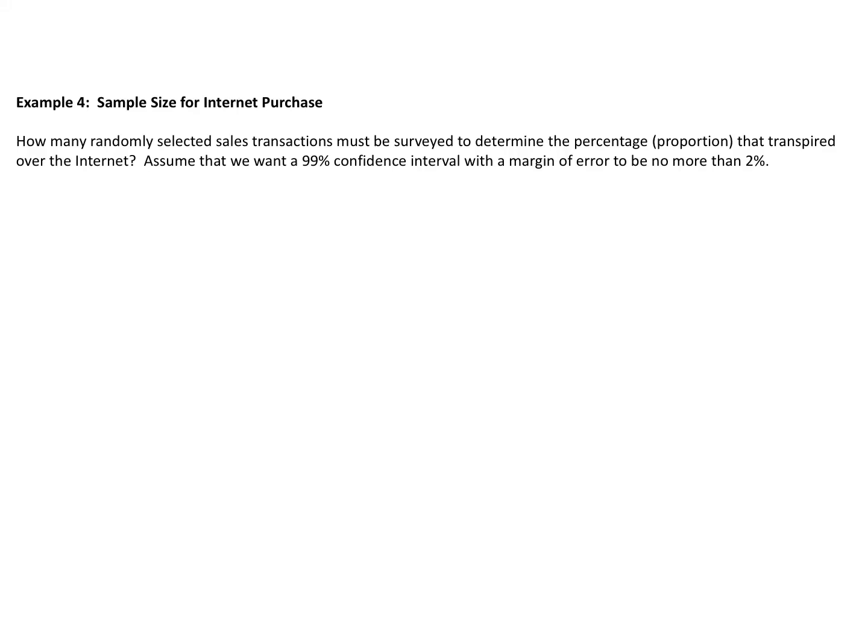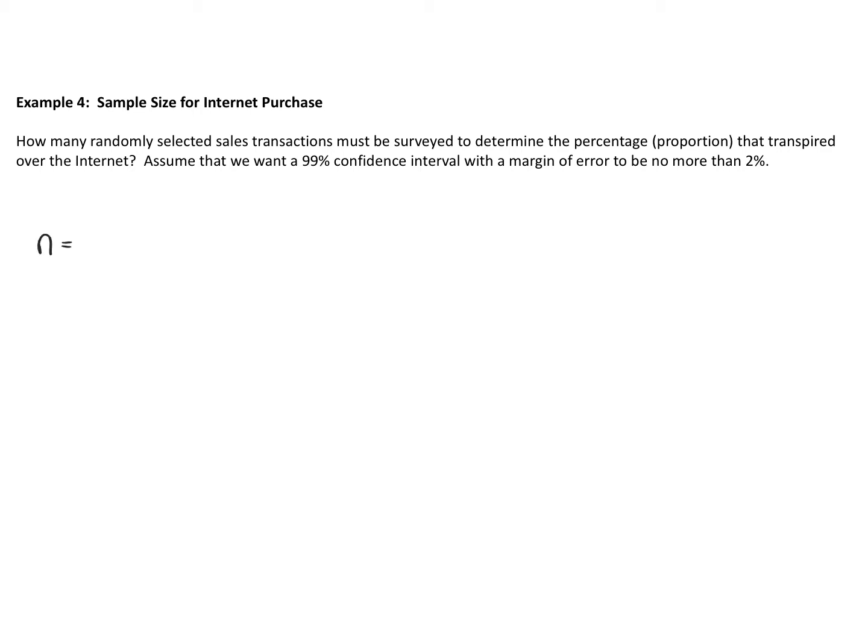Oftentimes, when you're doing a study, you always want to ask yourself, how large does my sample size need to be so that I can estimate some population parameter? In this situation, maybe it's a population proportion, and have some level of confidence in my estimation as well as be within a certain percentage for my margin of error. So there is a formula for calculating how large your sample needs to be. In other words, there's a formula for calculating your sample size.